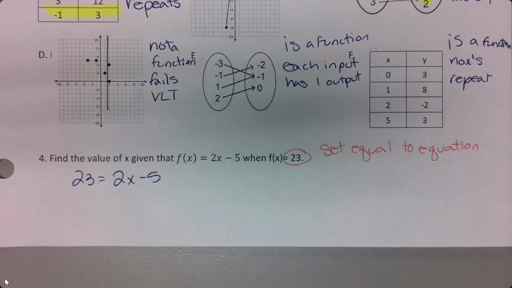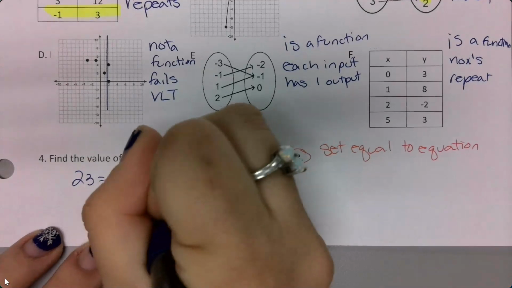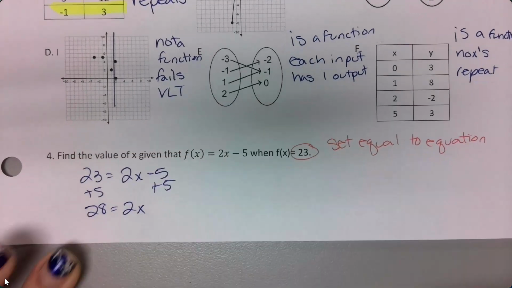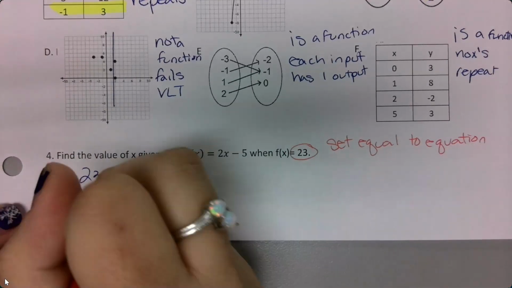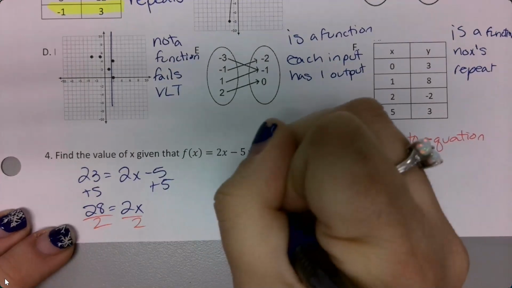And then this is just like an algebra problem we were doing at the beginning of last year. So I want to add 5 to both sides. It gives me 28 equals 2x. Then I want to go ahead and divide both sides by 2. I get x equals 14.